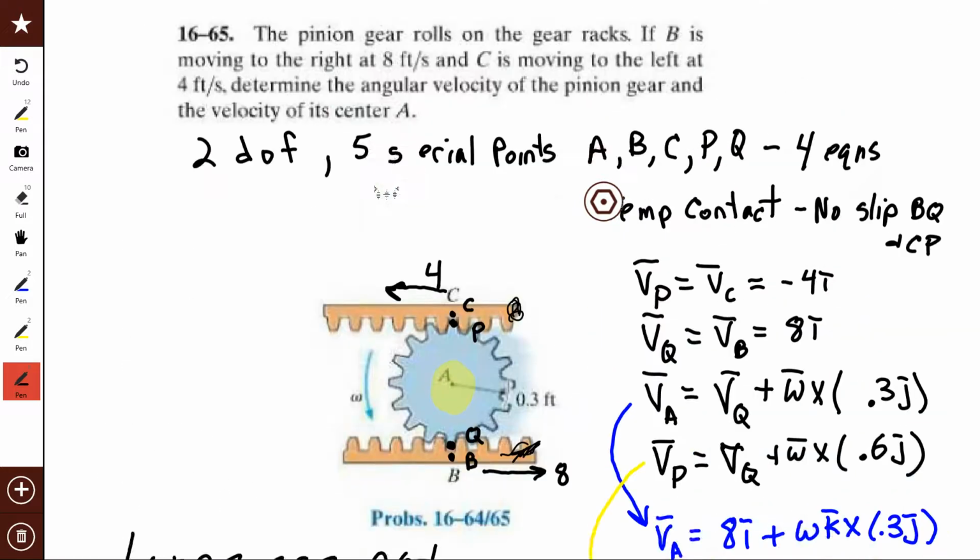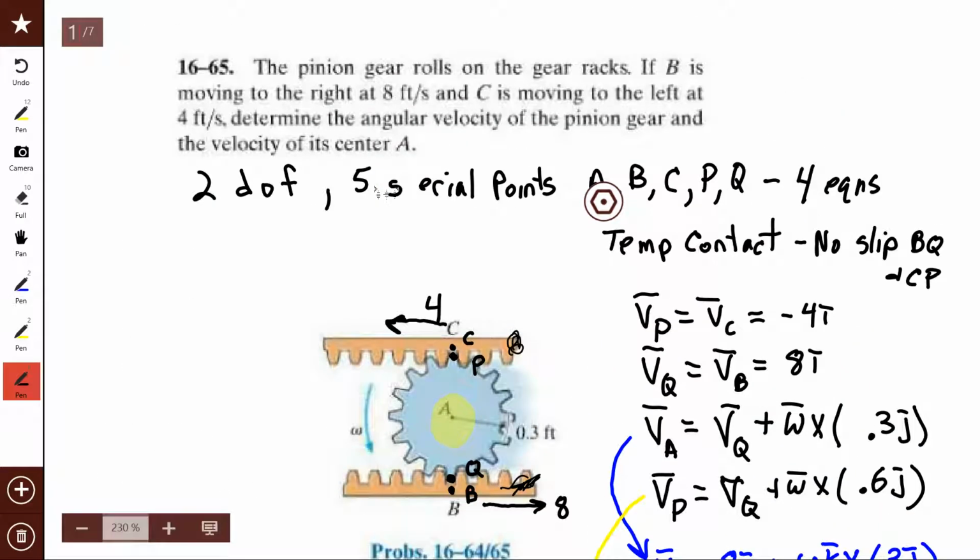Okay? So up here I'm going to write 4 equations, right? VP equals VC. Why is VP equal to VC? Temporary contact, no slip. Got it? Okay, so VP equals VC. That's equation number 1. What is the velocity of C?